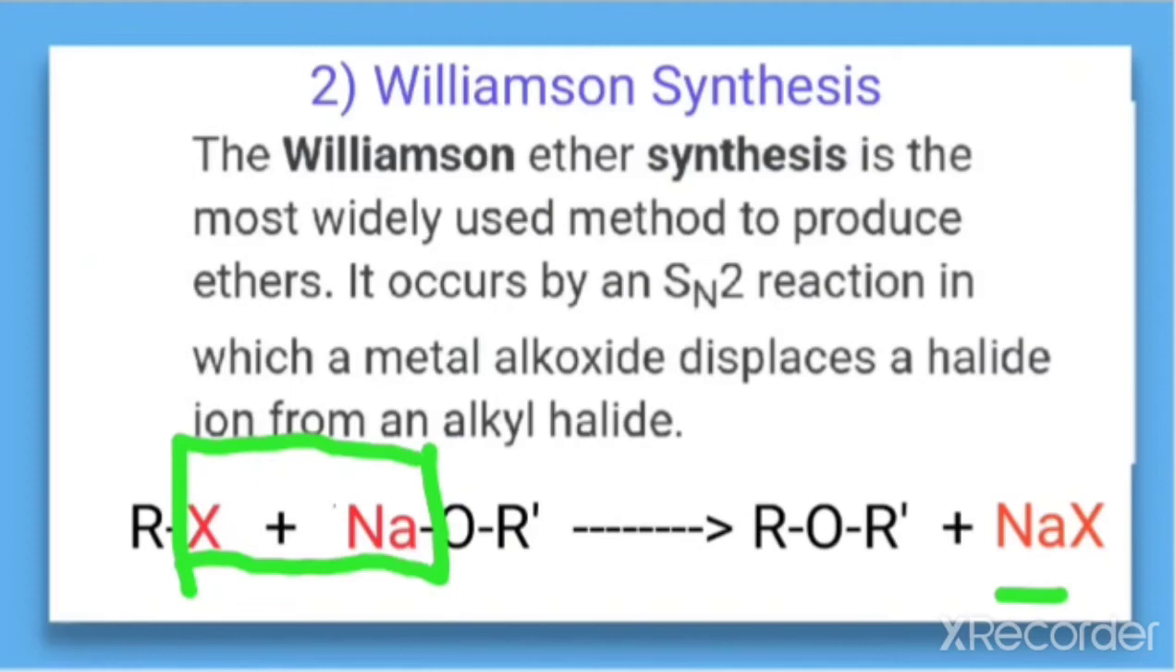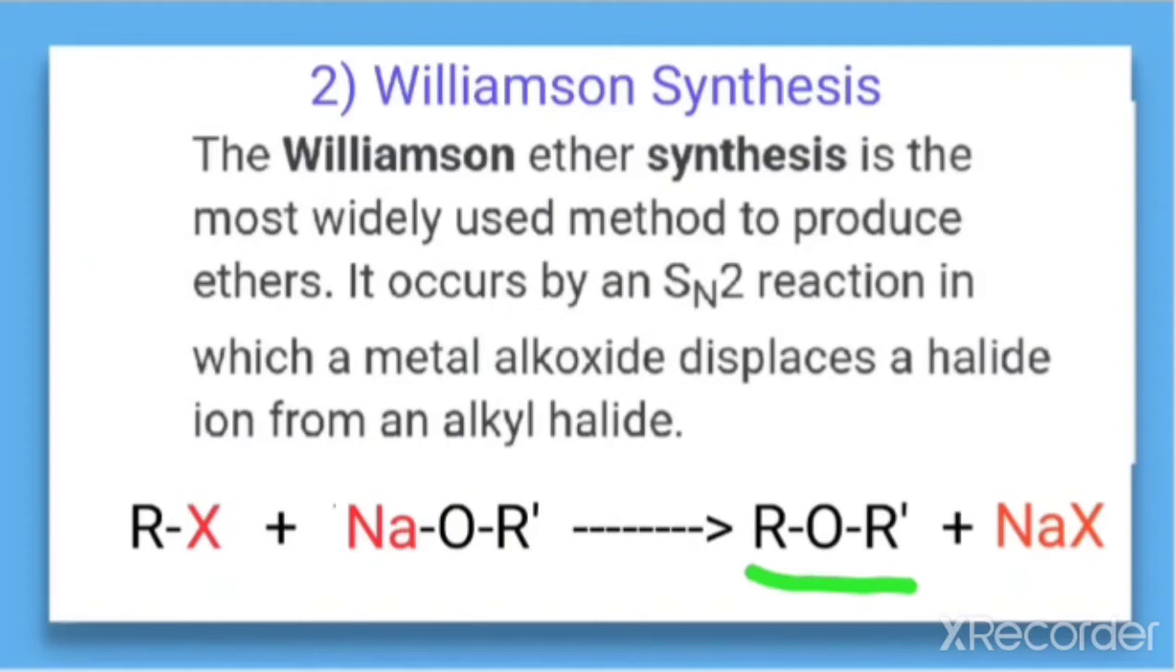So what will be the main product? R is left here, O is left here, R' is left. So RO R', where R and R' are different alkyl groups. It can be different or it can be the same alkyl group. So what is the result here? It results in the formation of ether, that is ROR'. So very easily you can frame the product.